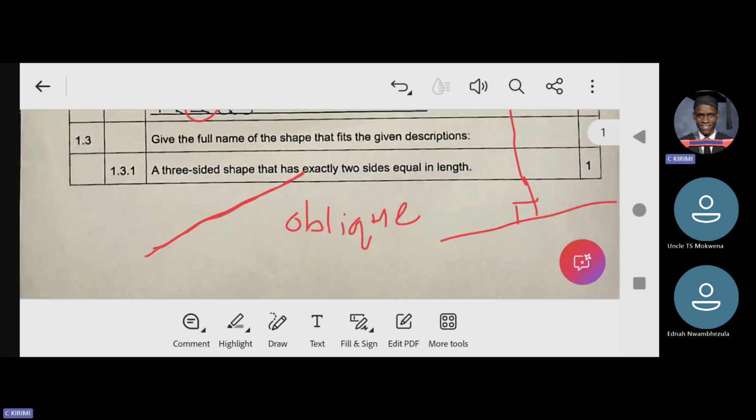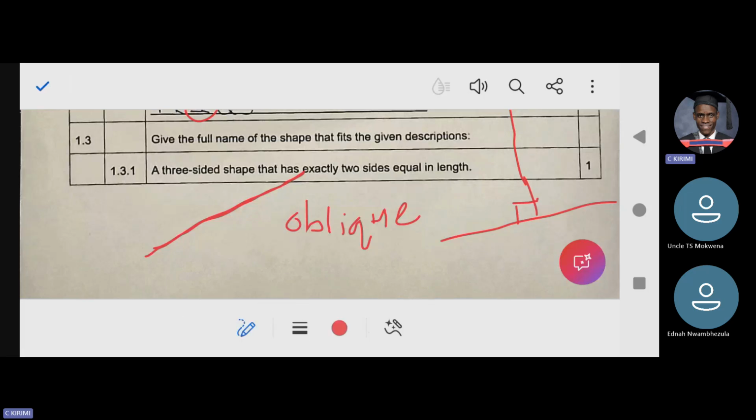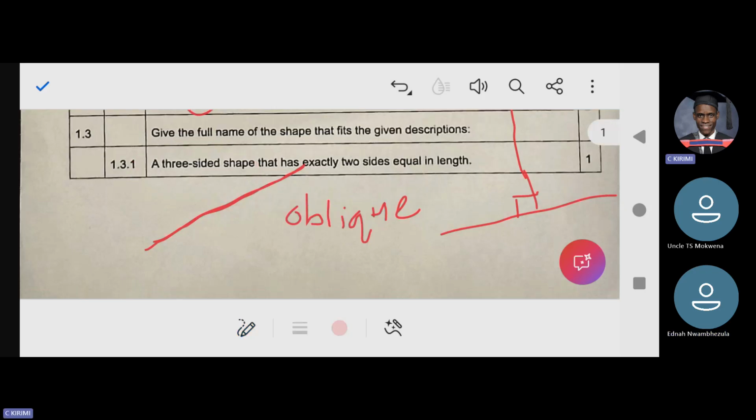All right. So we're giving the name of 2D shapes. This is a three-sided shape that has exactly two equal sides. Remember, what do you call a shape with three sides? It's a triangle. And this triangle has two sides equal in length. So what type of triangle is it? Isosceles. Isosceles triangle, which is correct.